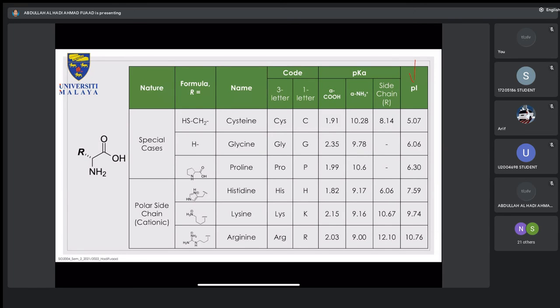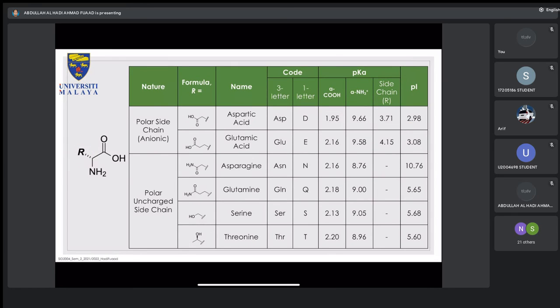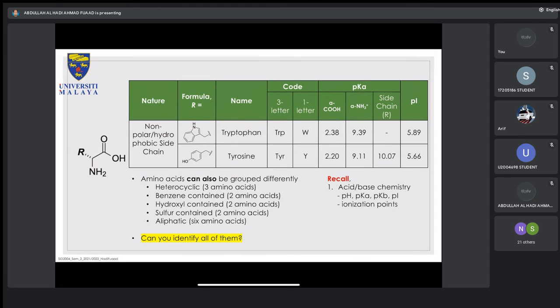This is why I said at around pH equals 7, because each amino acid has its own pI. The pI is the isoelectric point, where you get a net charge of 0. You can see here cysteine, for example, about 5. You move to histidine, you get 7.5. Arginine, you get about 10.7. The changes depend on the functional groups that each amino acid has, and that includes the functional group at the R side chain. I'm just going to leave you with that, just for your view.